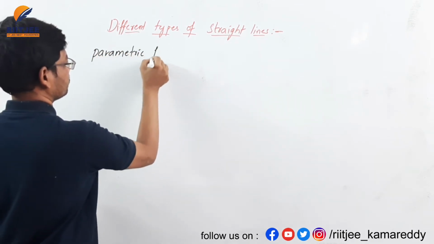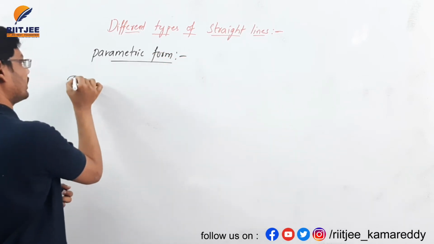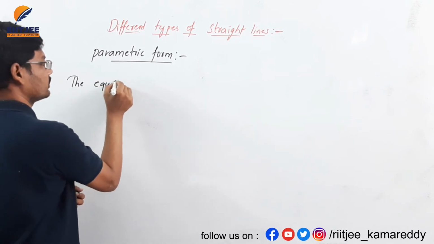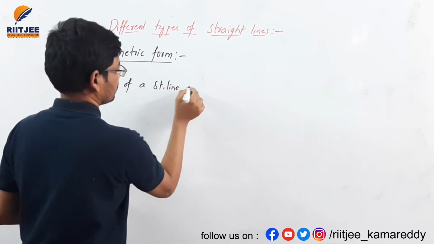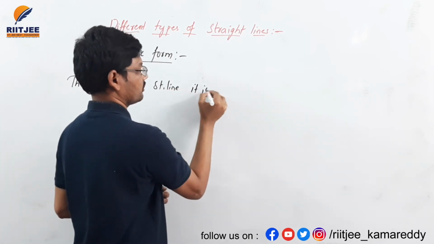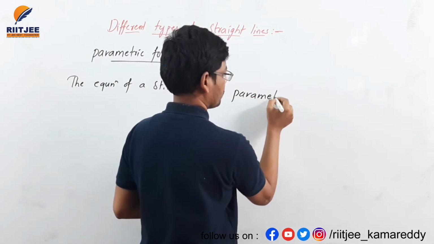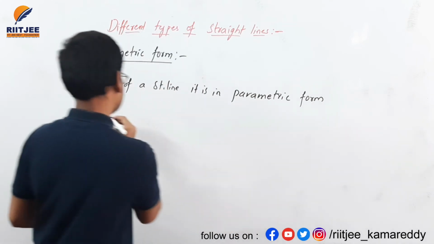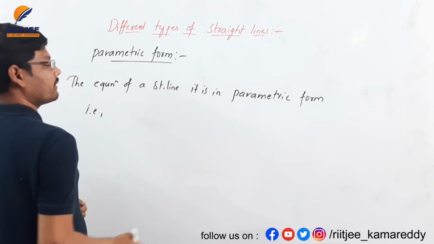Parametric form of a straight line. The equation of a straight line is in parametric form. That is, let's take the symmetric form first.